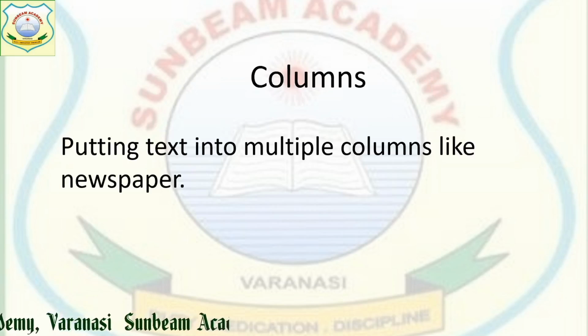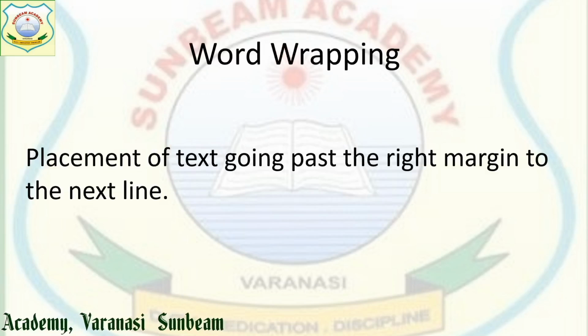Next is your columns. Columns are nothing. Sometimes we used to put our text in 2, 3, 4 columns. As in the case of a newspaper, you can see, that is known as columns. Means if you are going to put our text into multiple columns, more than one column, by default it is one column. You can put your text in multiple columns, and these multiple columns will be equally divided onto the page.